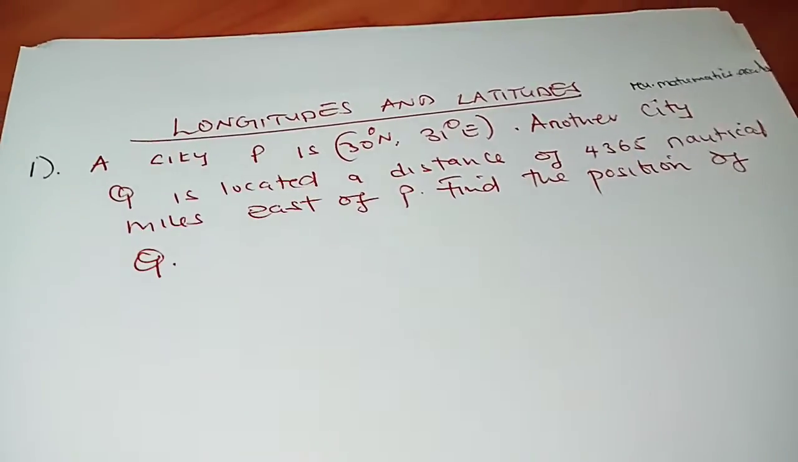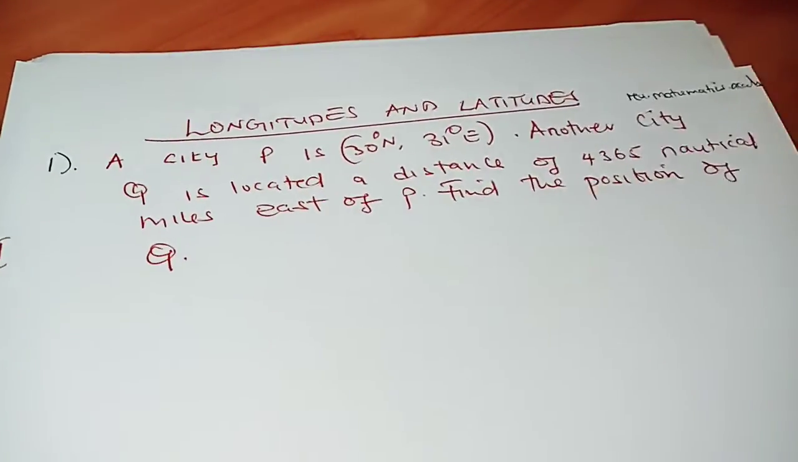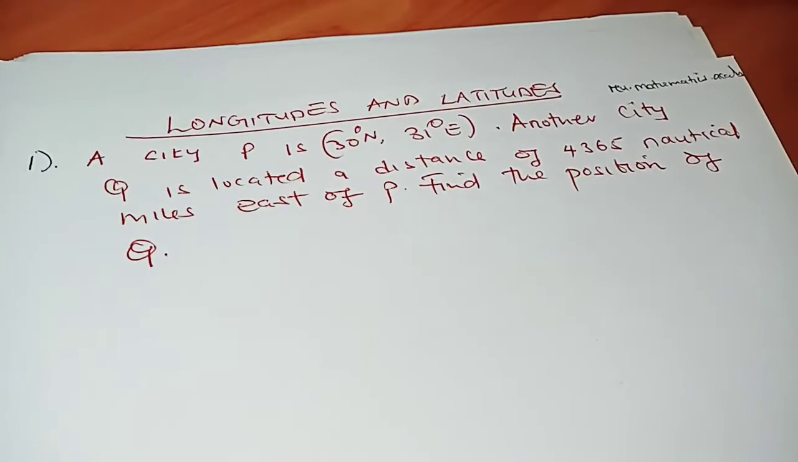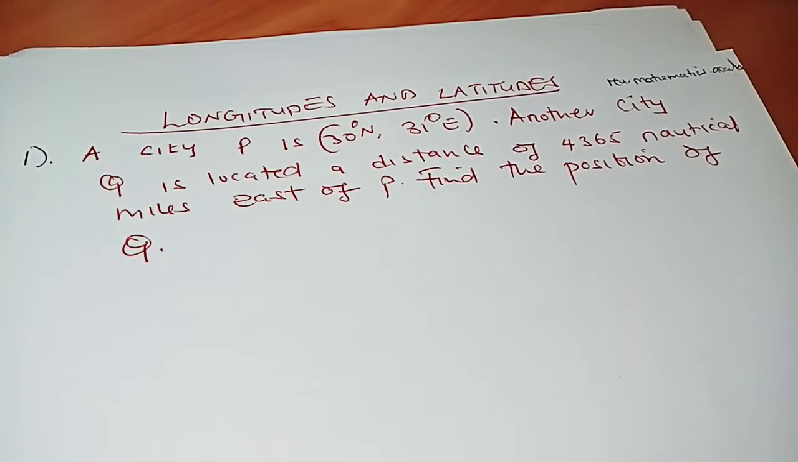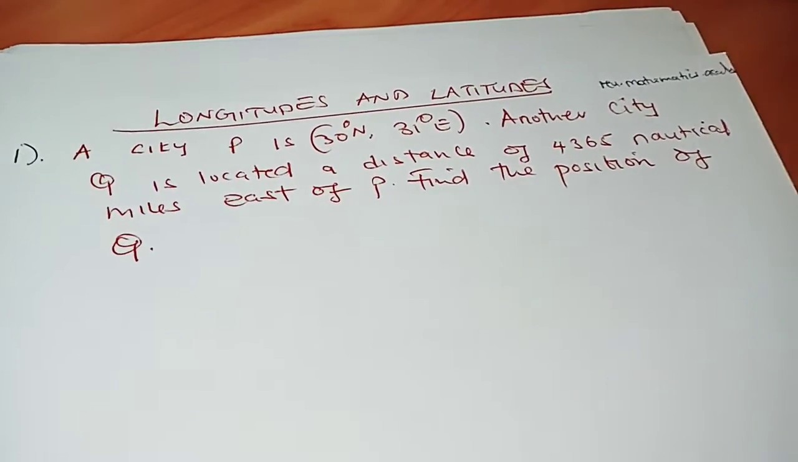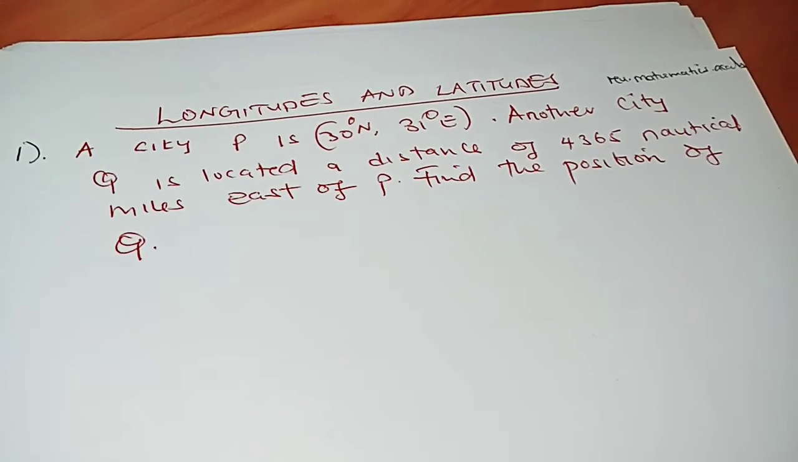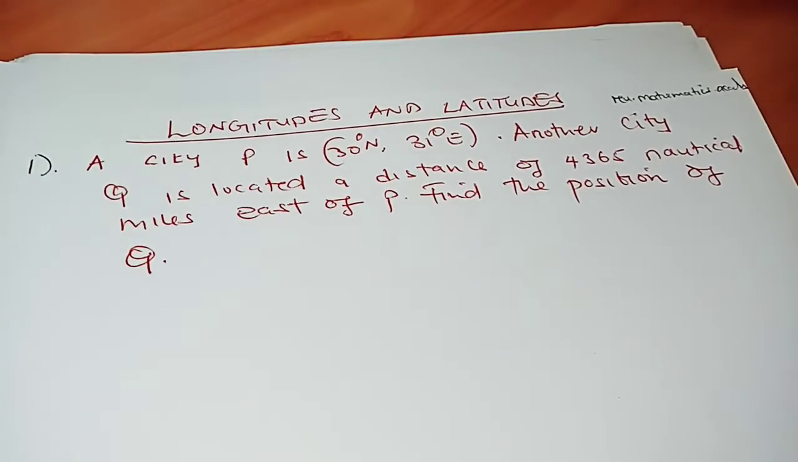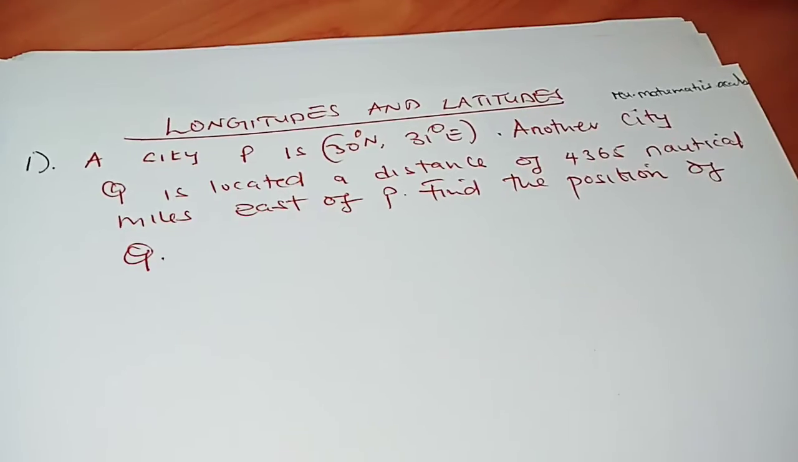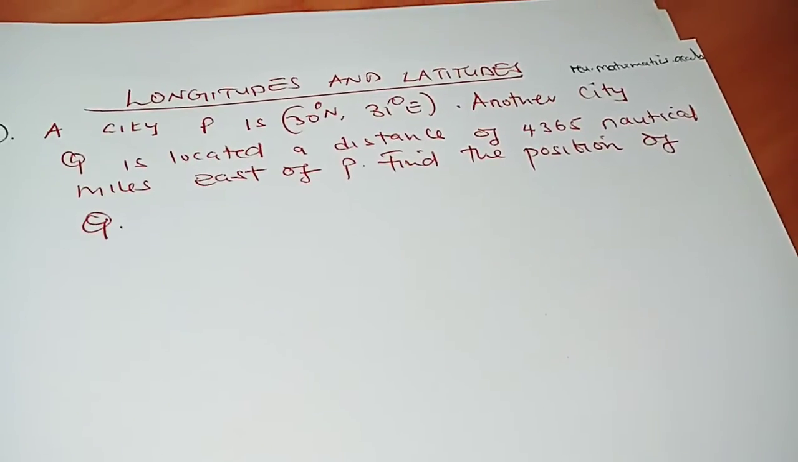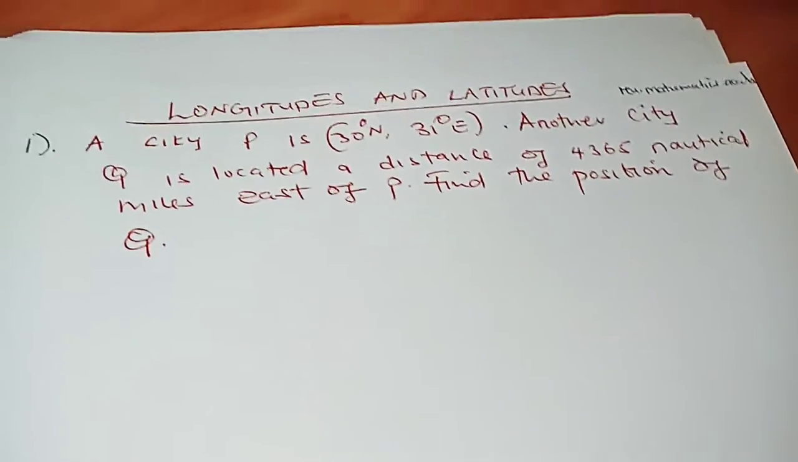I have a first question here that I want us to do, and it reads: a city P is 30 degrees north, 31 degrees east, and another city Q is located at a distance of 4,365 nautical miles east of P. Find the position of Q.